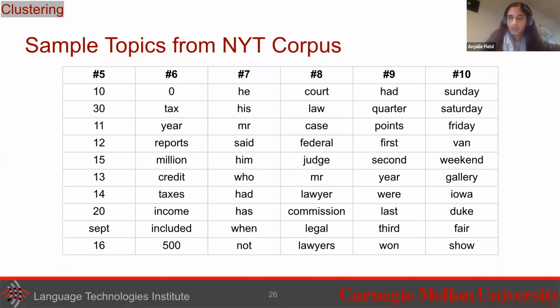of documents from the New York Times. Sometimes you get useful topics that actually sound like topics, like you could say number 6 here is probably economic, tax returns, something like that. Number 8 is maybe legal things, but you also get ones that are like syntax and ones that are kind of junky. So number 7 is just pronouns, and number 5 is just numbers.